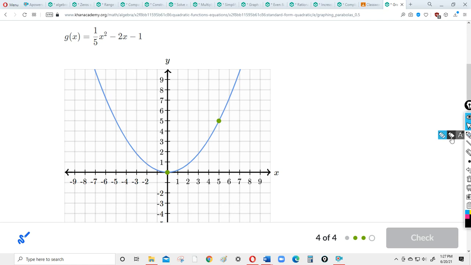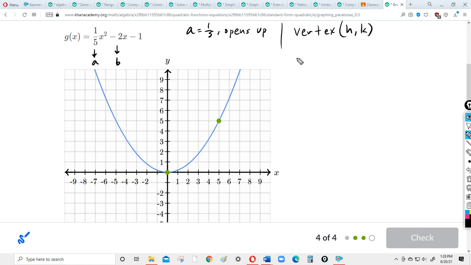All right, last one. We can see a equals 1/5. That means it opens up because 1/5 is positive. All right, so the vertex is h comma k. The formula for h, negative b over 2a.